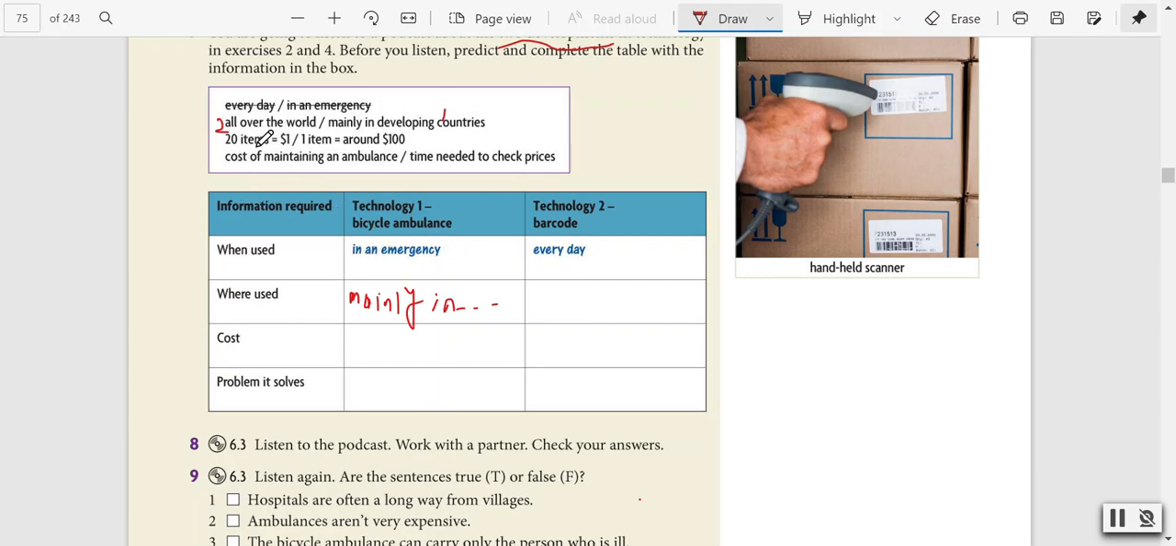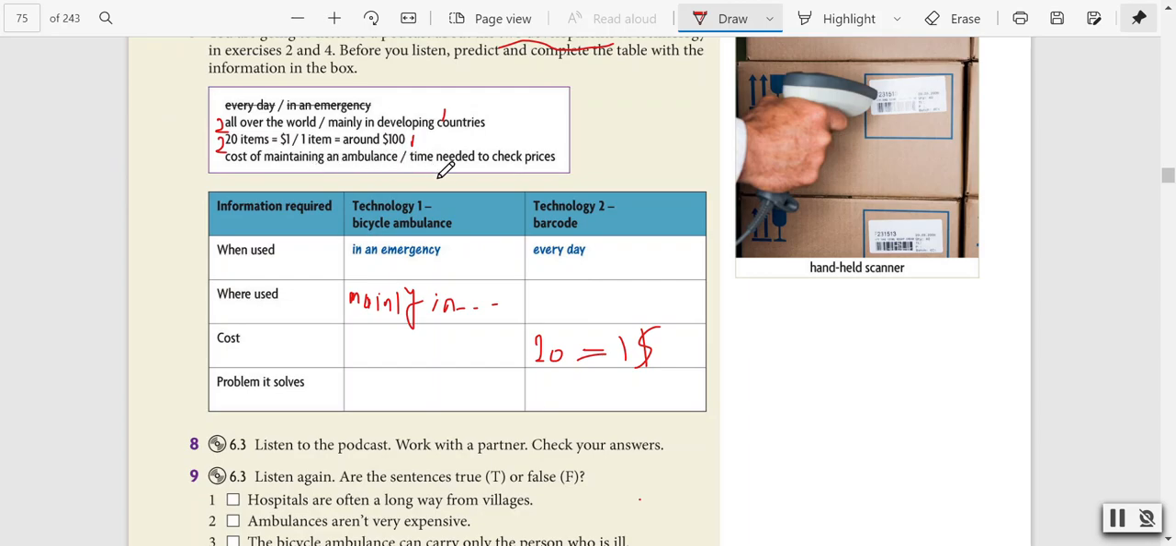And cost. Tell me about the cost. 20 items for only $1 belongs to which one? It belongs to the barcode. Okay, 20 items, only $1. It's cheaper. The cost of a bicycle ambulance is more expensive. One item is only around $100. Number one for this, and number two for this one.